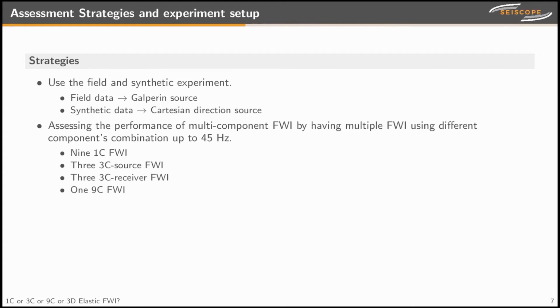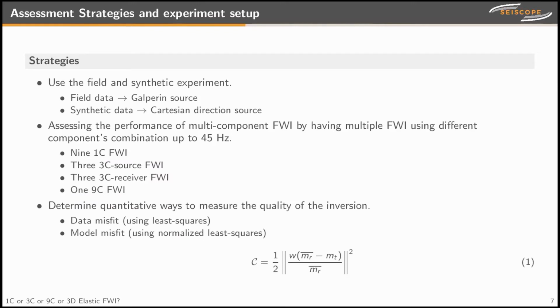For each experiment, so for the field experiment and for the synthetic experiment, we have in total 16 different FWIs. We have 9 single component FWIs, we have 3 component source FWIs, we have 3 component receiver FWIs, and 1 9 component FWI. And in order to assess the quality of our inversion, we determine 2 quantitative ways to measure the quality. The first is the data misfit. In this case, we use a classical L2 norm for each component. And the second is the model misfit, in which we use the normalized least square.